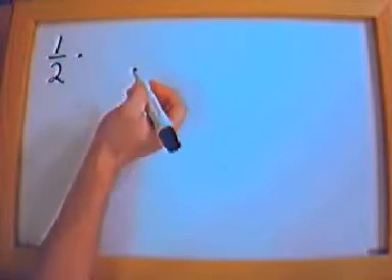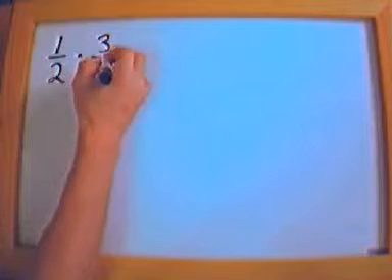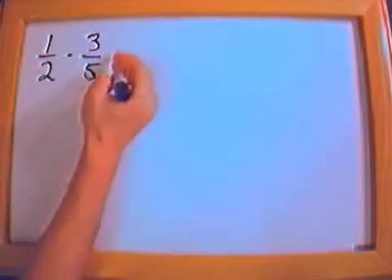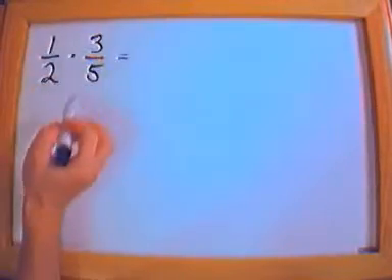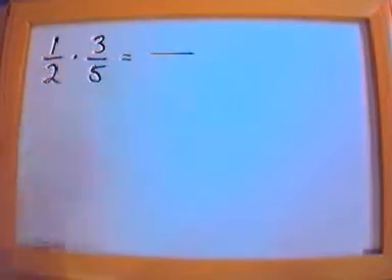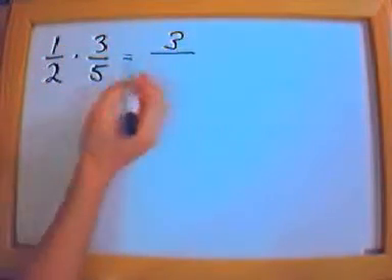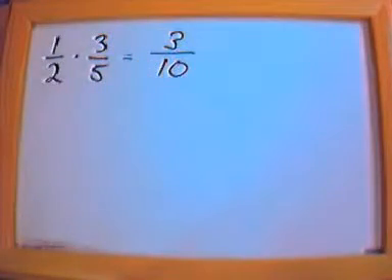Let's say we have 1/2 multiplied by 3/5. Multiplying fractions is really, really easy, actually. All you need to do is realize that you just have to multiply the top and the bottom number separately, and then you're good to go. Multiply the top, and that gives you the top number, and multiply the bottom, and that gives you the bottom number. It's very simple. 1 times 3 is 3. 2 times 5 is 10. That's the answer to the problem, 3/10.